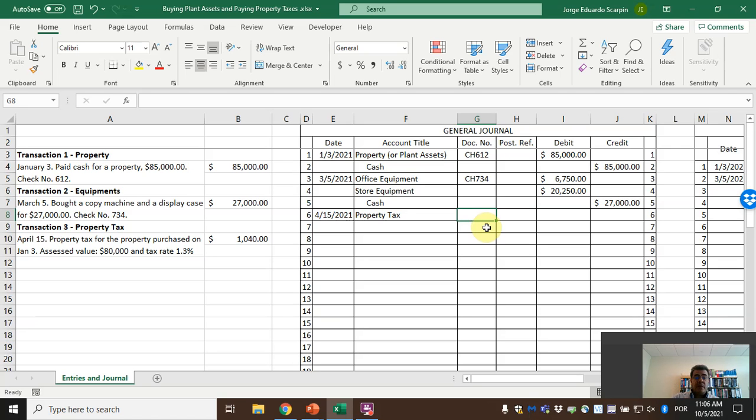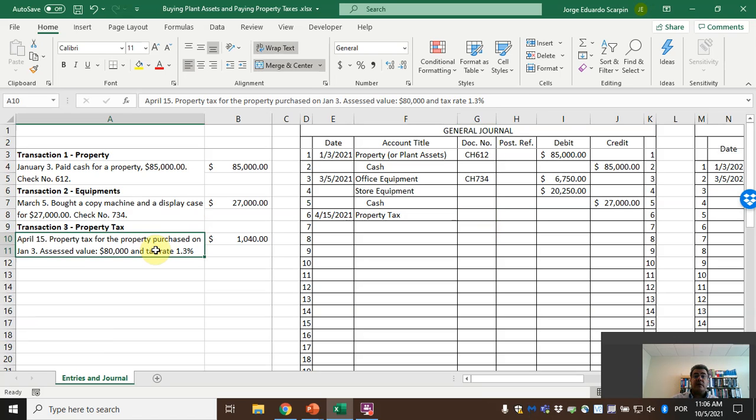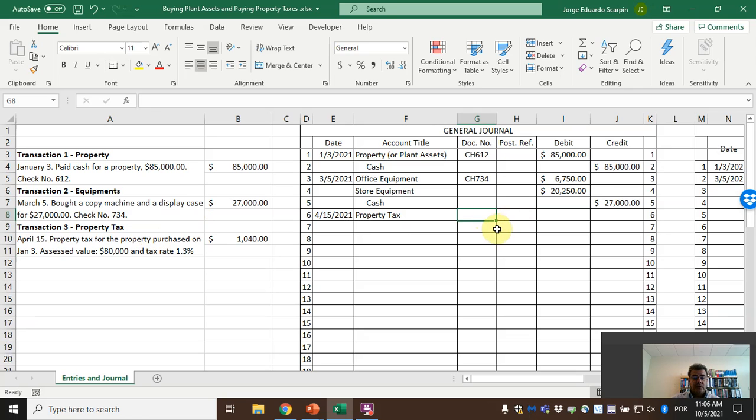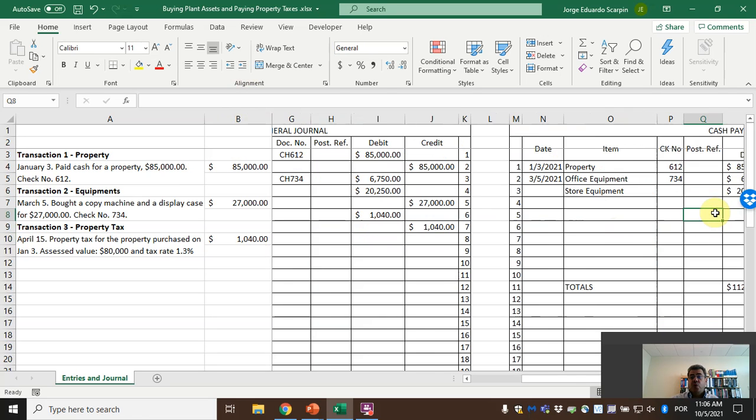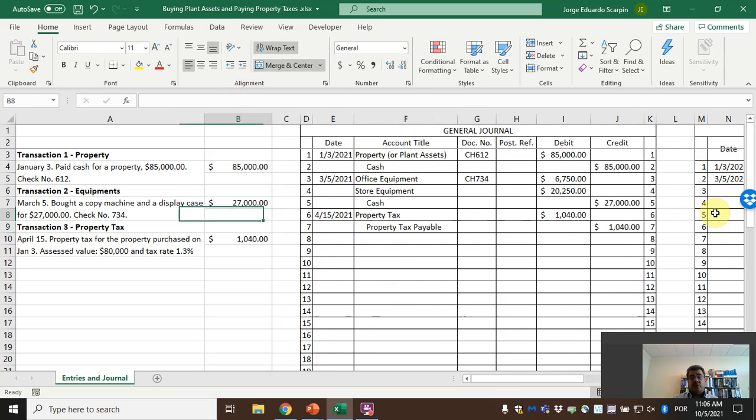And here, property tax. Oh, we don't have the check number here. So let's consider check 780 and then 1,040, or we can consider it: we have no tax paid, so we haven't paid that yet. Property tax payable, 1,040. So no cash payments journal.